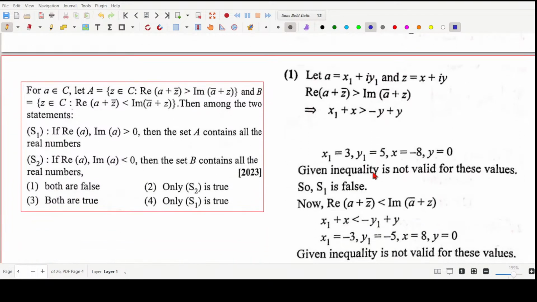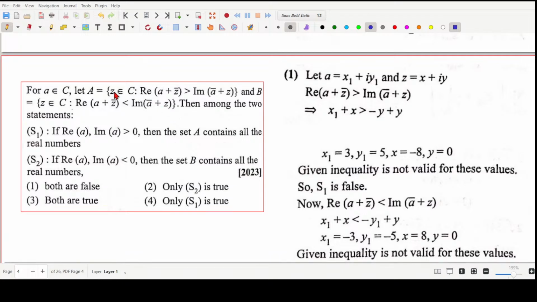Okay. Cool. This one. Small a is a complex number. Capital A is a set of complex numbers. Capital A is the set of z such that real of (a plus z complement) is greater than imaginary of (a complement plus z). Set B is also similarly some set of complex numbers. Agree? Agreed, sir.